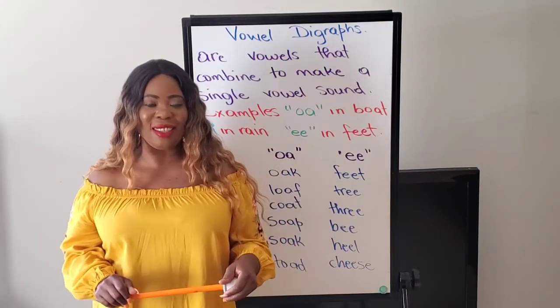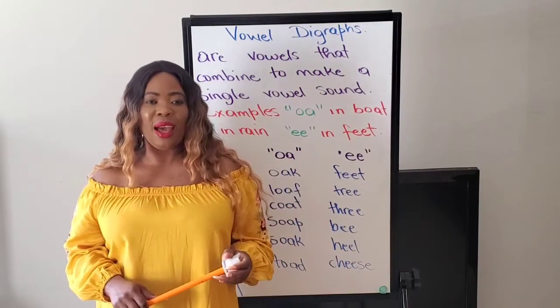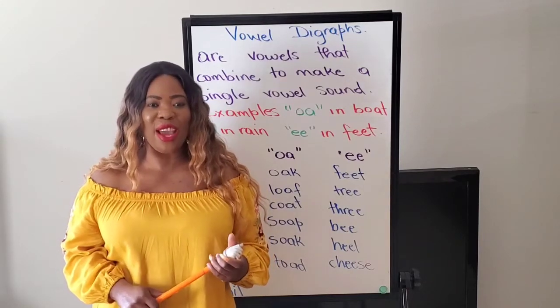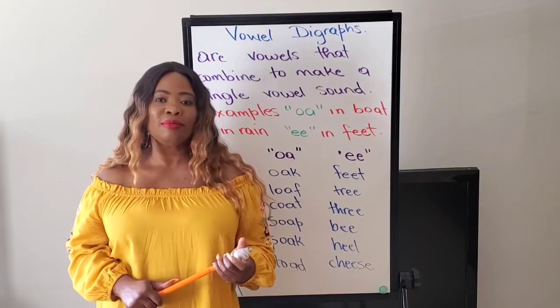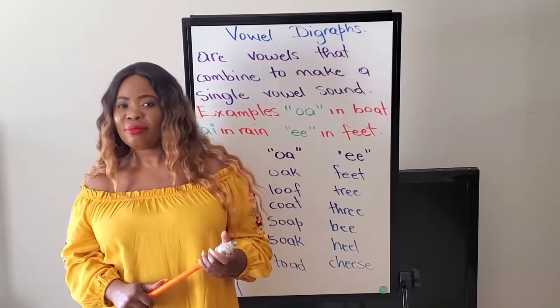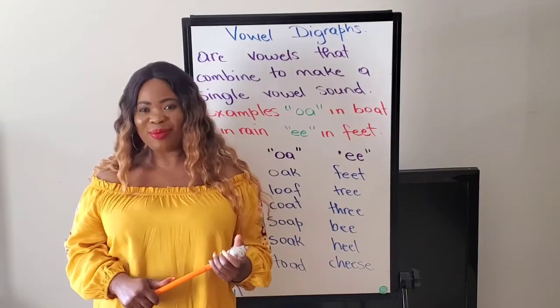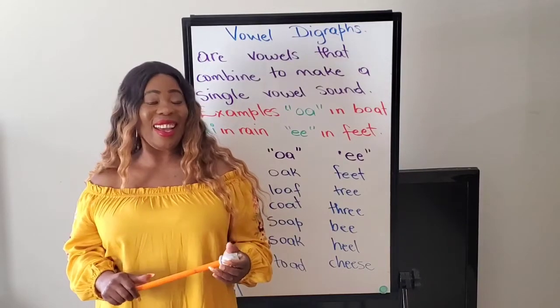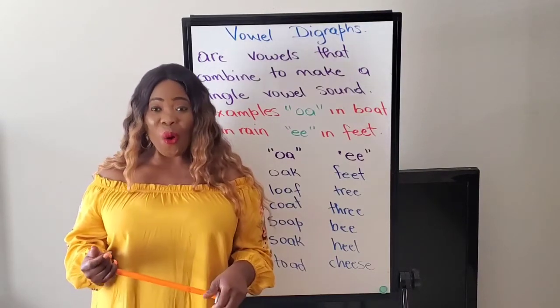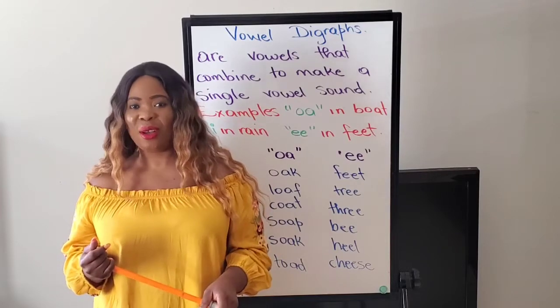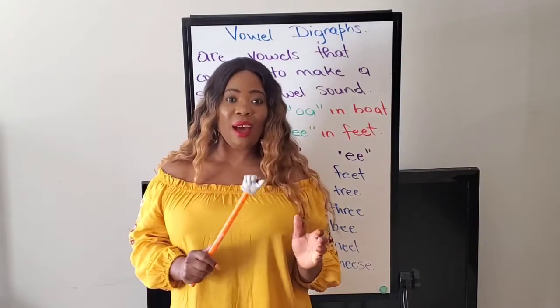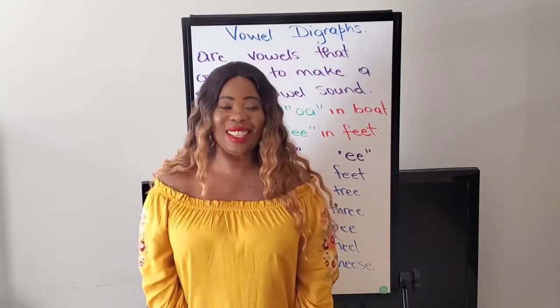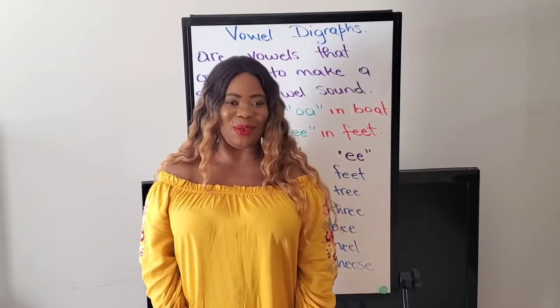Okay, my geniuses? Such examples could be AI in rain. You hear that? EA in sea. OO in moon. Or EE in feet. Now, there is something exciting that I have to teach you.